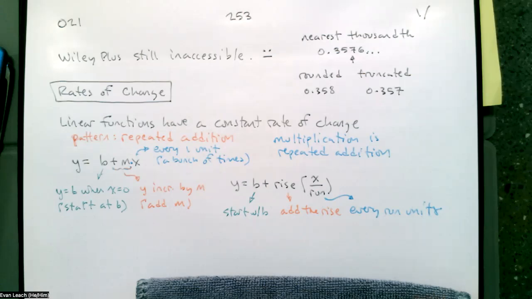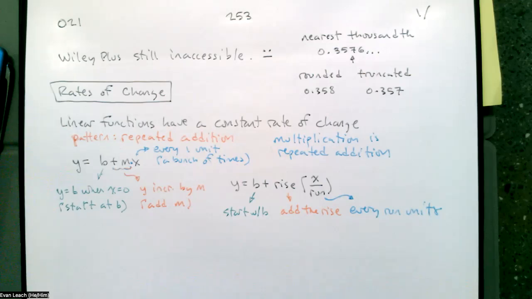Normally, we don't write it this way. We put the run under the rise and summarize. And then when we get to exponential functions, we can't do that anymore, even though it has the same structure. We're just trading out our addition for multiplication. So annoying, but so be it.